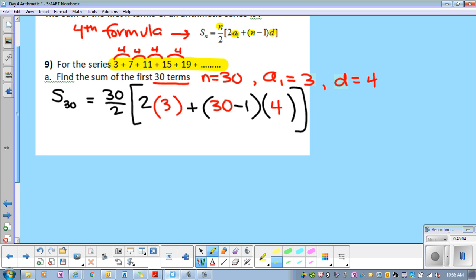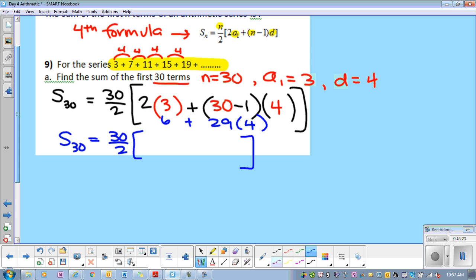Okay? So now since it's order of operations, guys, do everything inside the bracket first. 122. Is it 122? What is 6 plus 29 times 4? You get 122. Okay, 122. And what's 30 divided by 2? You could put it straight into the calculator, just make sure you put it in parentheses. So S sub 30 equals 15 times 122, which is what?